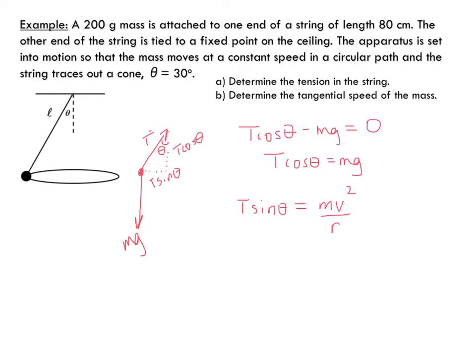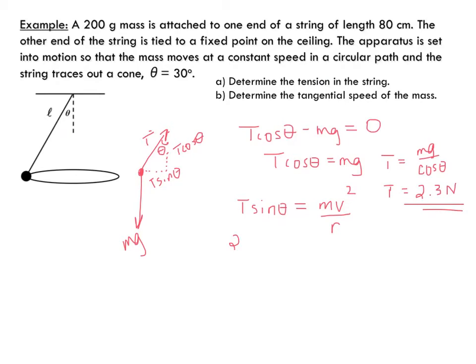So before we continue, what we're asked to solve for is my tension. So if I know mg and cosine theta, then tension will be equal to mg divided by cosine theta, which gives me a value of 2.3 newtons using gravity as 10 meters per second squared. So we solve for our tension.